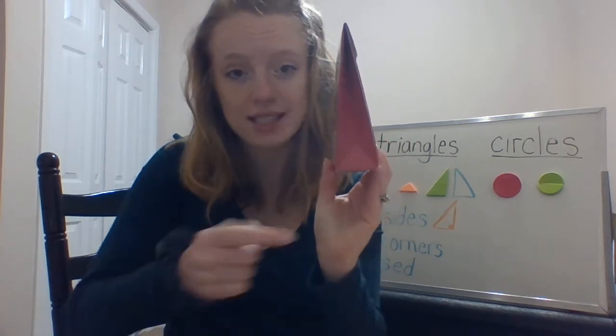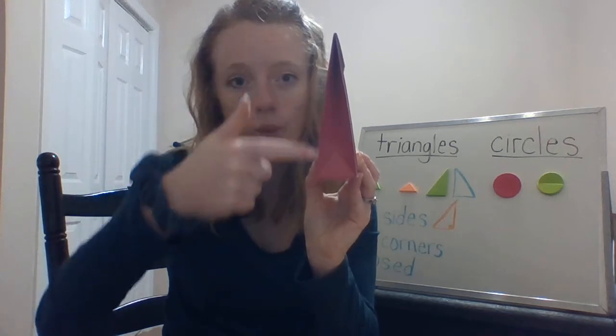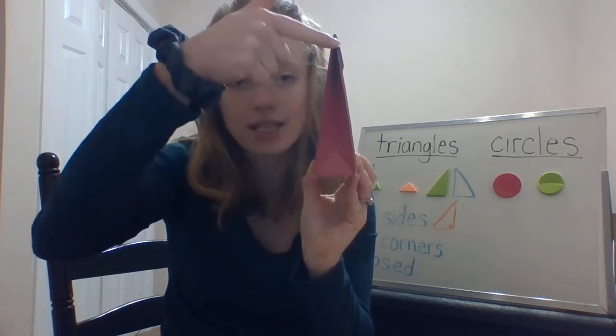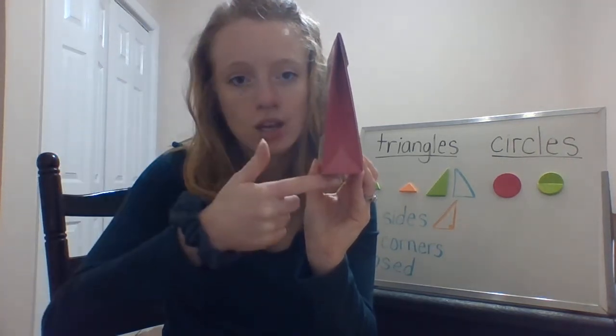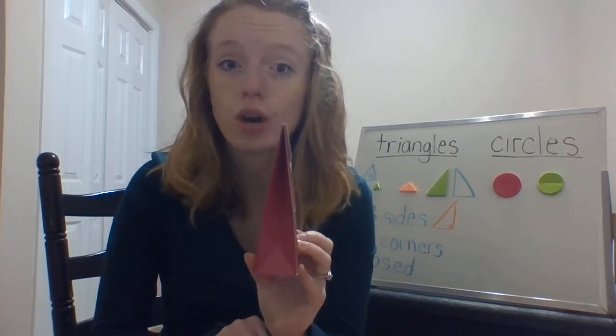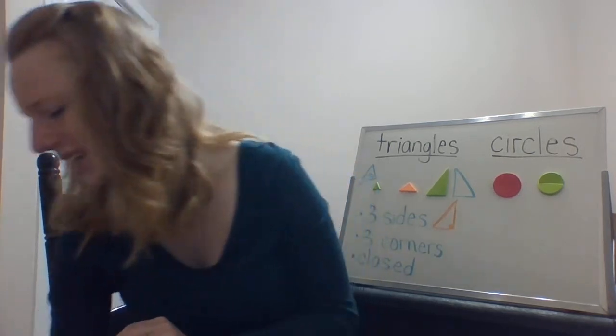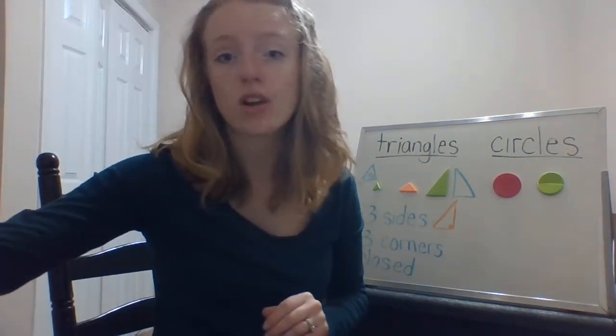This is going to be a cheese ball. But when I look at the side, this side is a triangle. 1, 2, 3 sides and 1, 2, 3 corners. So I would like you to go on a shape hunt around your house. See if you can find anything that's shaped like a triangle.